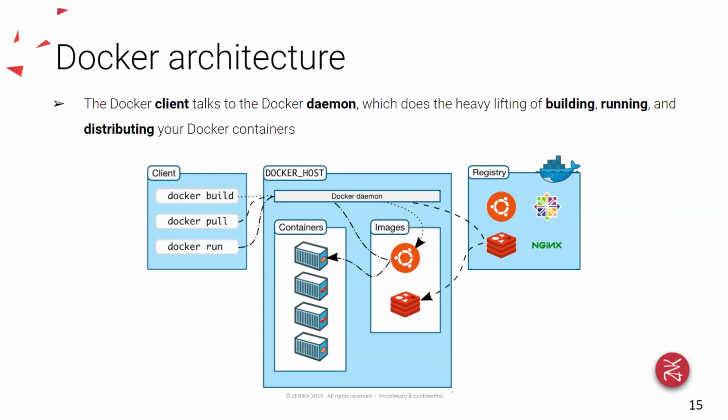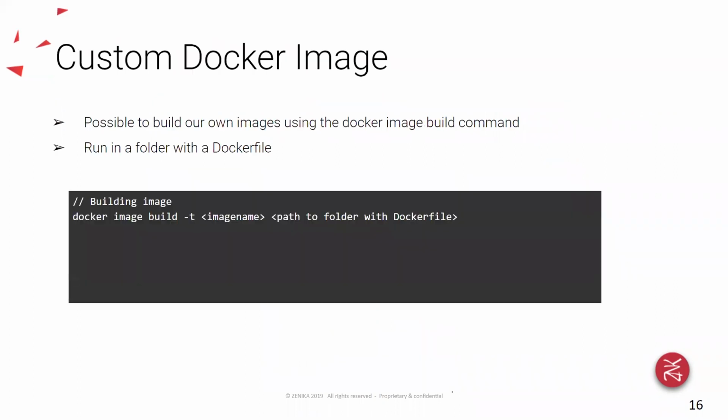This is the one that handles pulling images from the repository or the registry. It's responsible for building our images and creating our containers and running them. So once you stop a container, you can do a docker container ls -a, and then you can start it again using docker start and the name of the container.